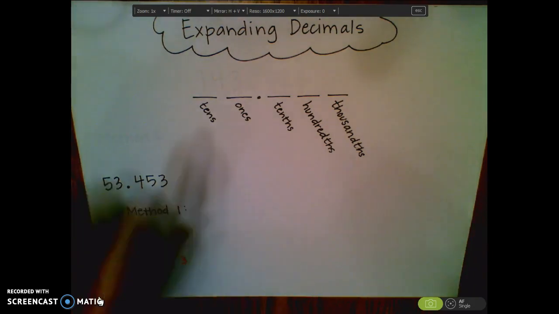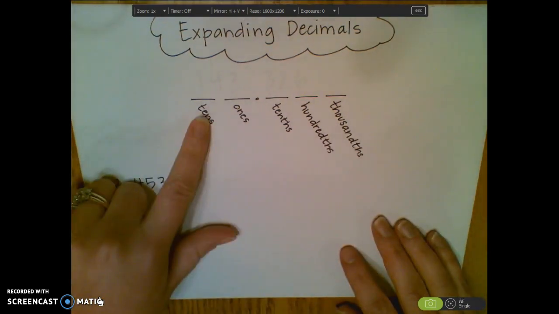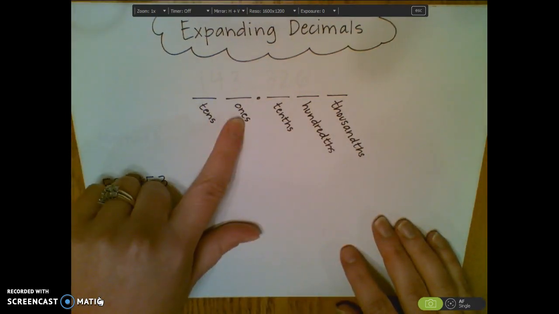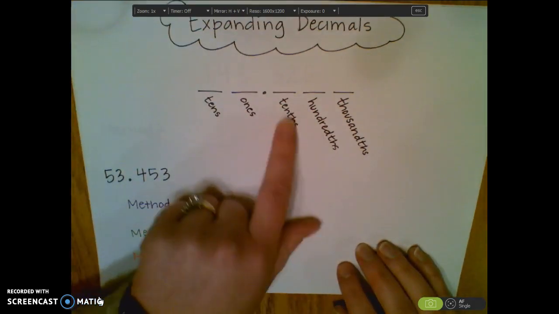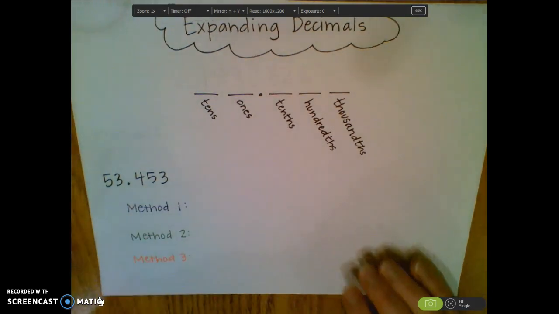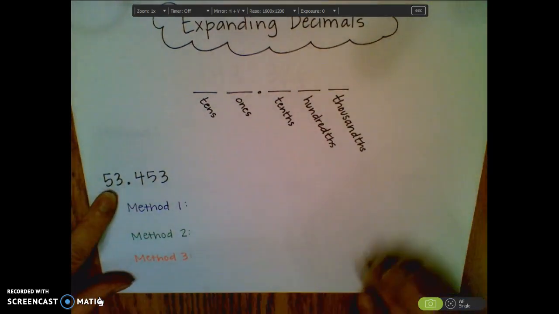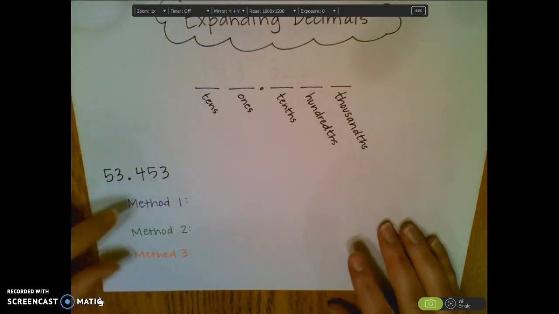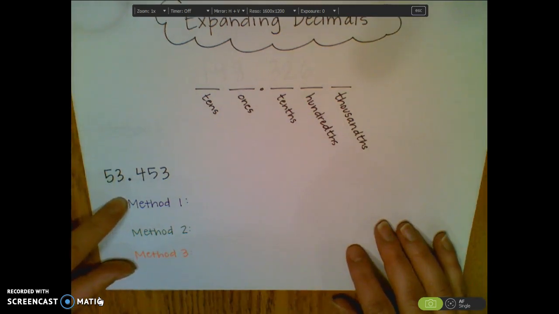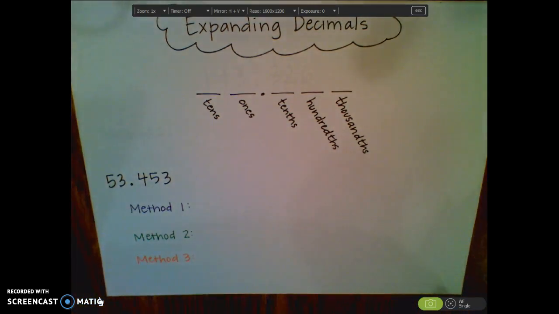And so again, we're going to take a look at our place value chart. We have our tens and ones representing our whole number, and then we've got our decimal numbers: tenths, hundredths, and thousandths, okay? We're first going to start with 53 and 453 thousandths. Now there are actually three ways to show expanded notation with decimals, and we're going to talk about and model each one of these today so that you remember the three different ways you can show expanded notation with decimals.